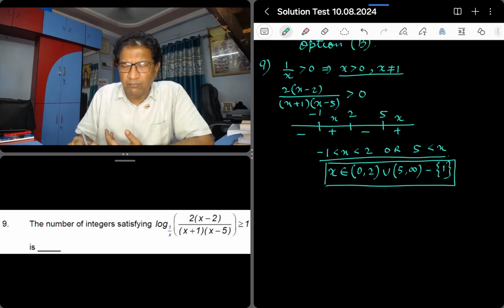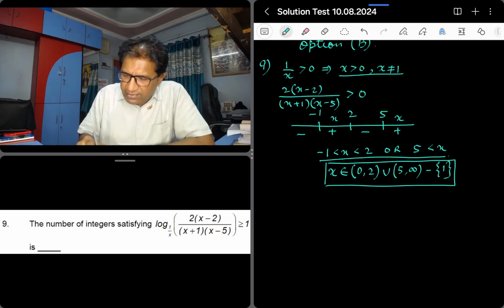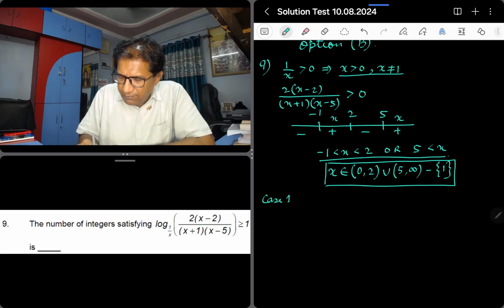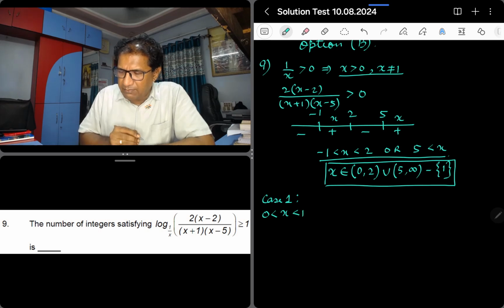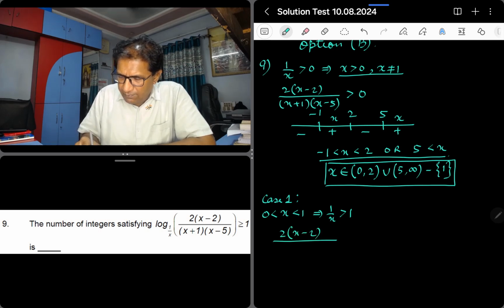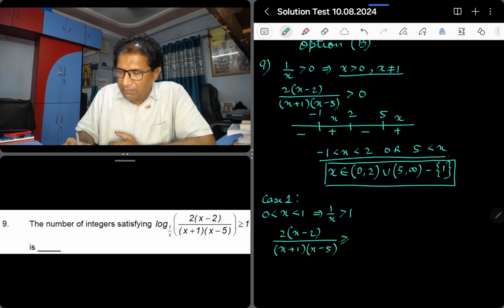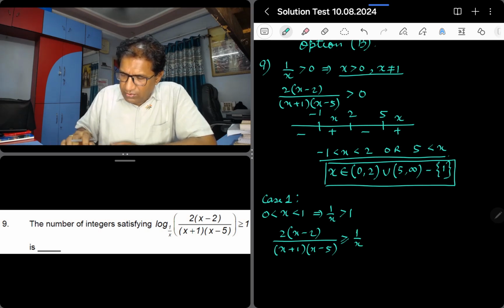In the base of the logarithm, we have 1 over x. So we have to consider two cases. Case 1, we are assuming that x is lying between 0 and 1. If x lies between 0 and 1, eventually 1 over x is more than 1. Therefore, the given logarithm will become greater than or equal to 1 by x to the power 1. So that gives us 1 over x.